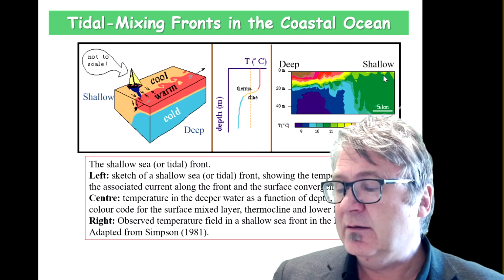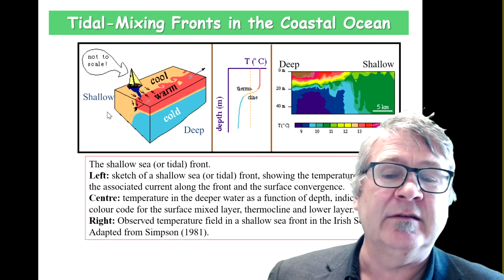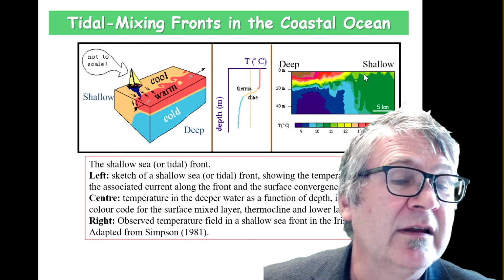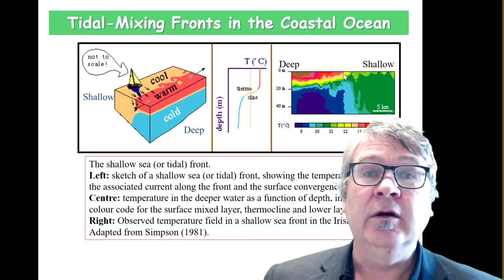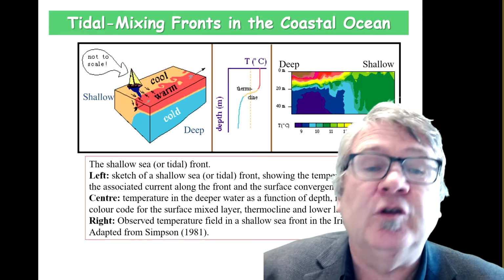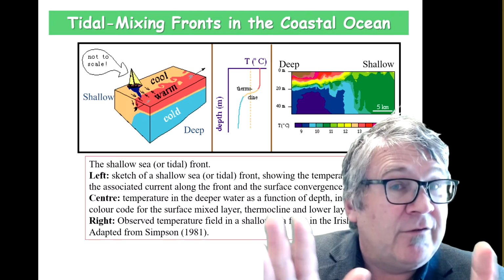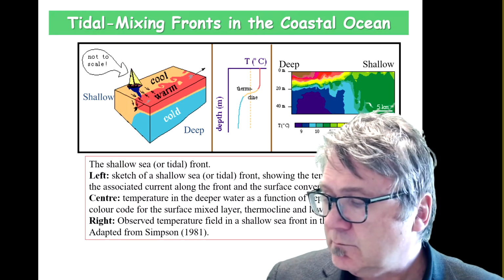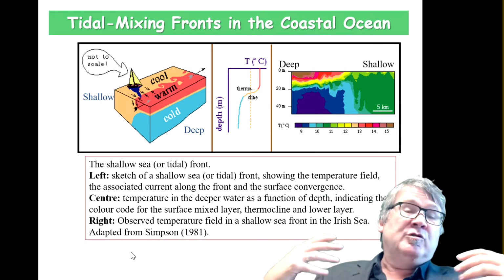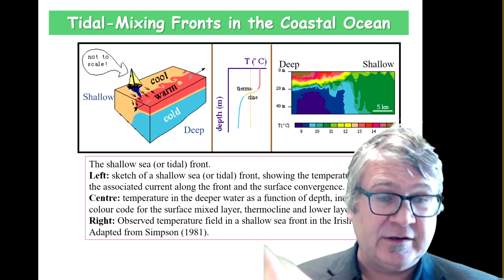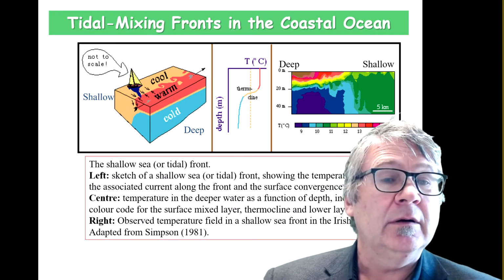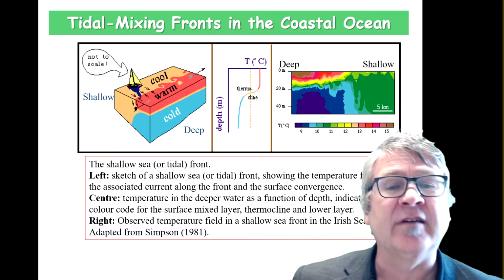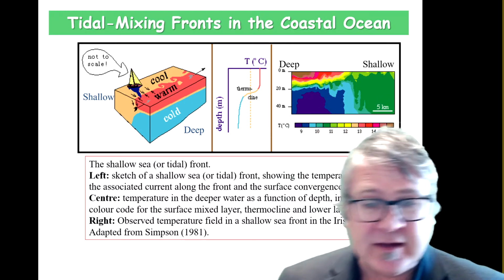You can see a little sketch here, and this is what we call a front. Horizontally, it is a narrow zone on scales less than a few kilometers across, with very turbulent regions. They depend on two features: the tidal currents and stratification. During winter they don't exist because you have a well-mixed water column.